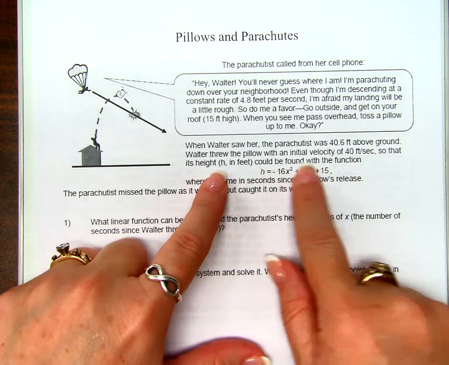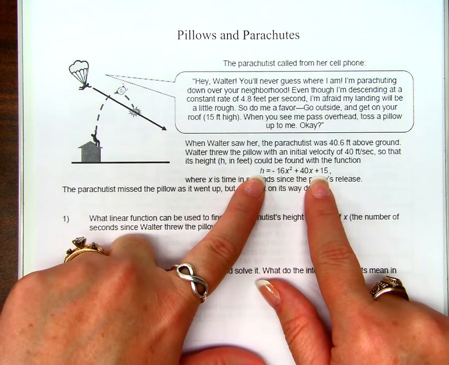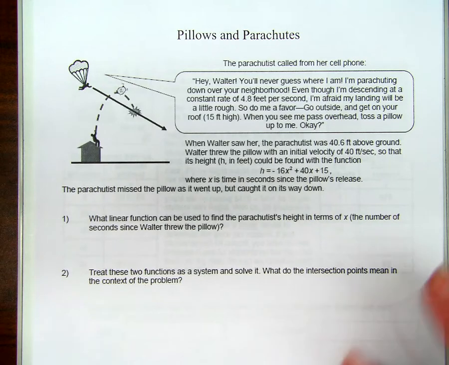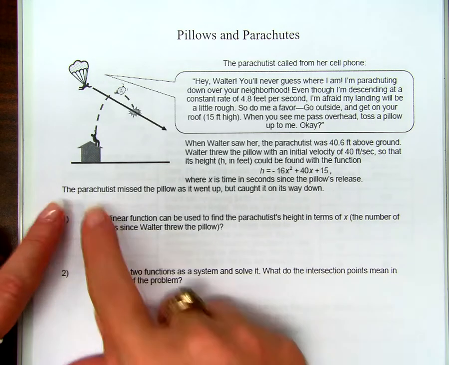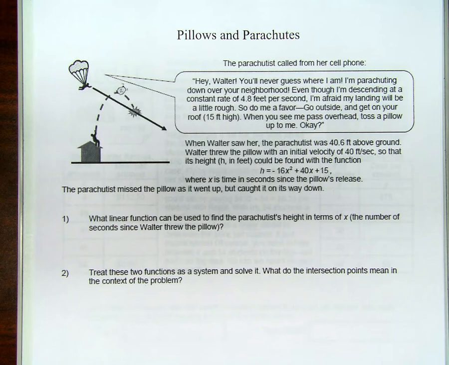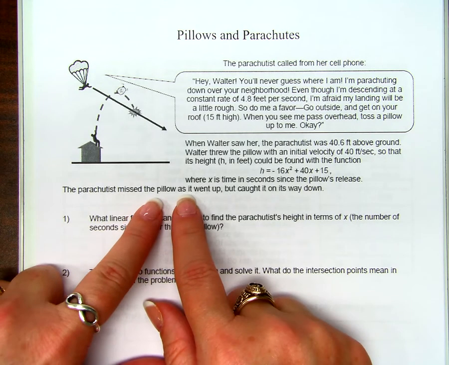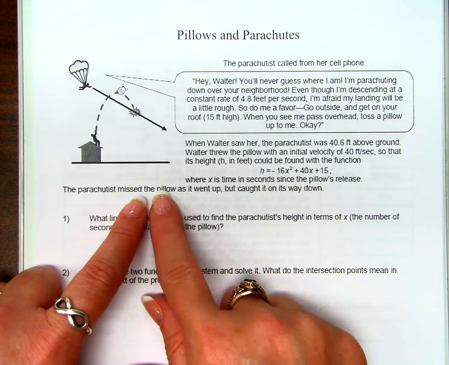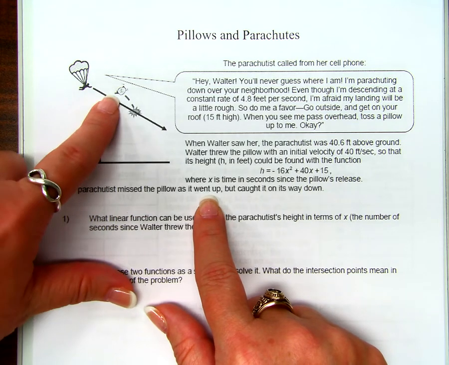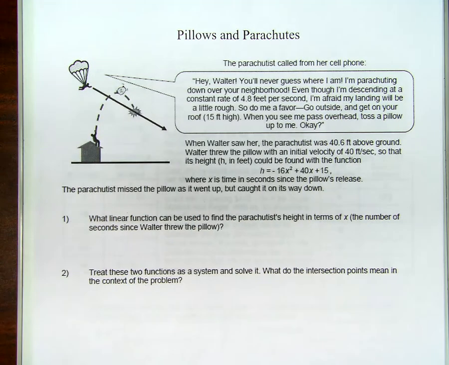So, here is the equation of the pillow after it's thrown. All right. The parachutist, after all of this stuff that she's gone through, when Walter throws the pillow, she missed it. She missed the pillow as it went up, like right here, but then caught it on its way down. It didn't mess with her parachute or get entangled in any of her lines. She just caught it. Somehow. So, I need you to realize that the math behind this worksheet is really good. The story is really ridiculous. Okay, so here we go.